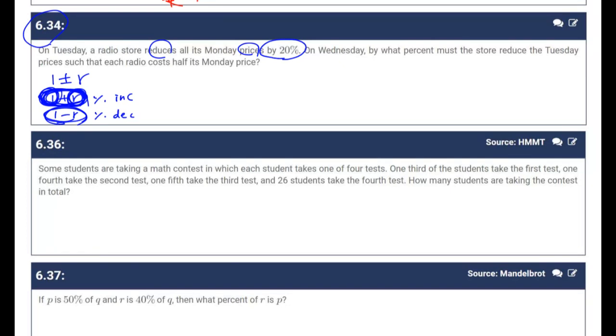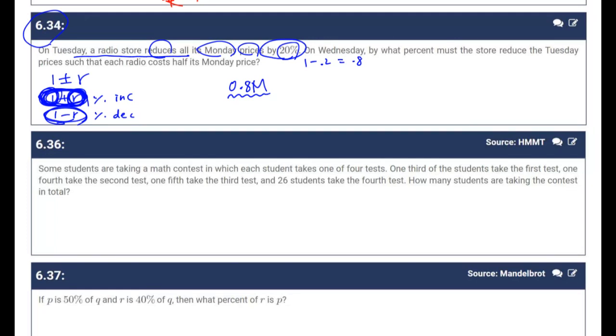On Tuesday, the store reduces all its Monday price, which is the starting price or original price, by 20%. So let's say that Monday price is M, which is the original price, right? So the new price will be 20% off, which leaves 80%. So 1 minus 0.2, which is 20%, will give you 0.8. So I'm going to multiply by 0.8, and this is going to be the new decreased price, okay?